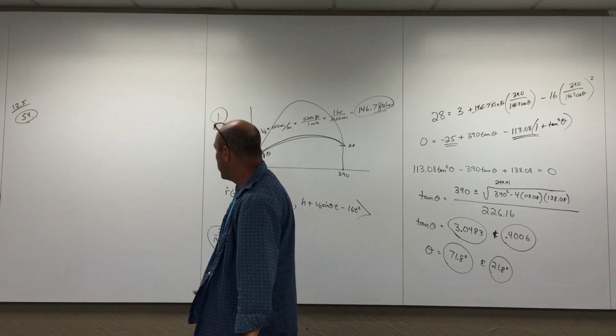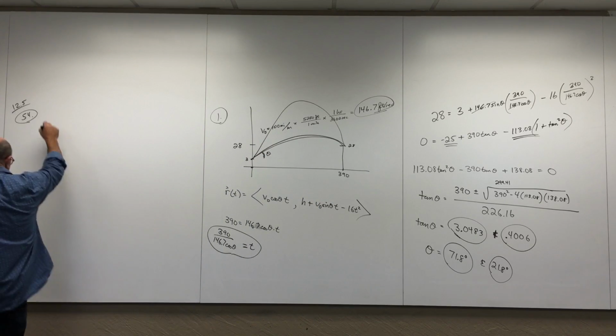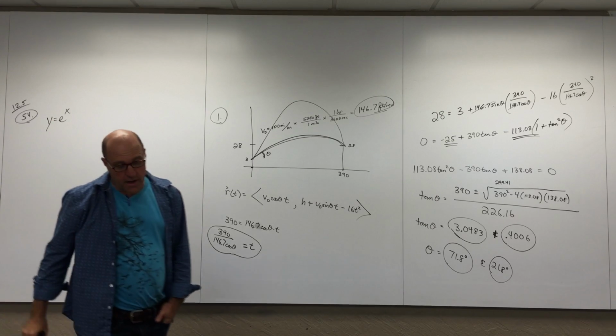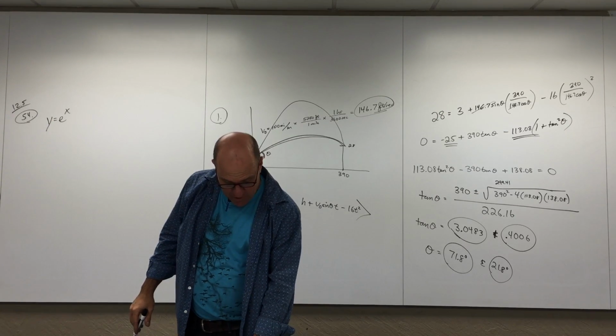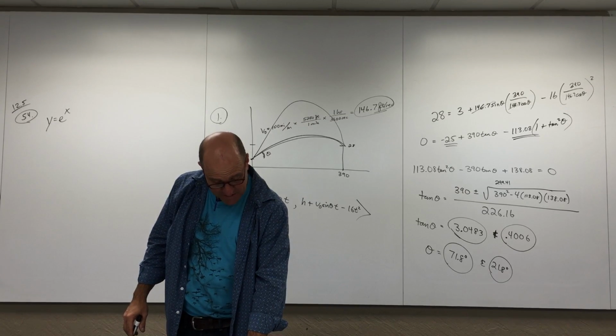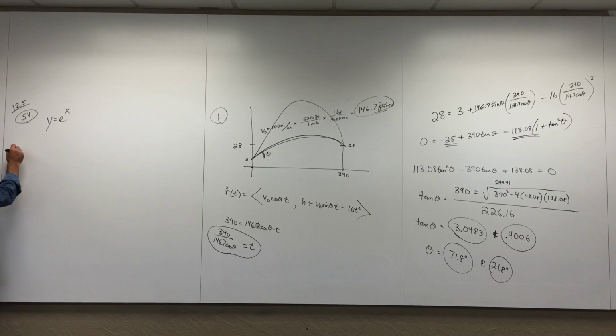So what did I do? I found a problem here in the book. 12.5, number 54. The function is y equals e to the x. Nice, cool, old function there. And they're asking me all about the curvature. They're saying find the point where the curvature is a maximum and also find the limit as x goes to infinity. So there's two questions here.